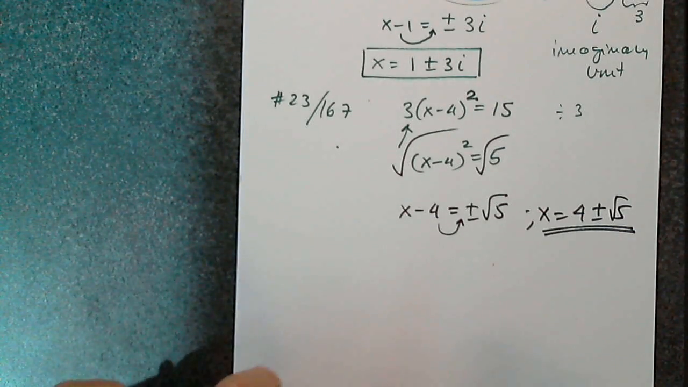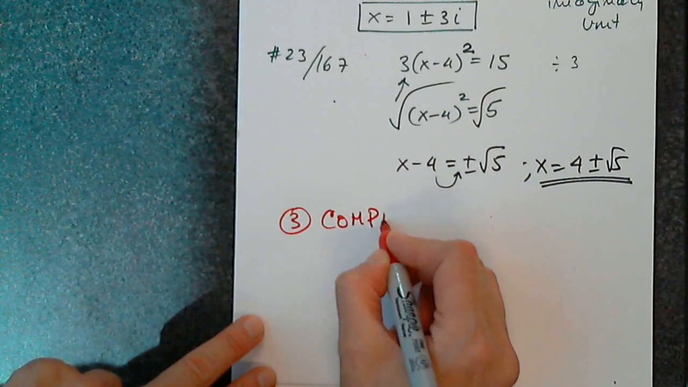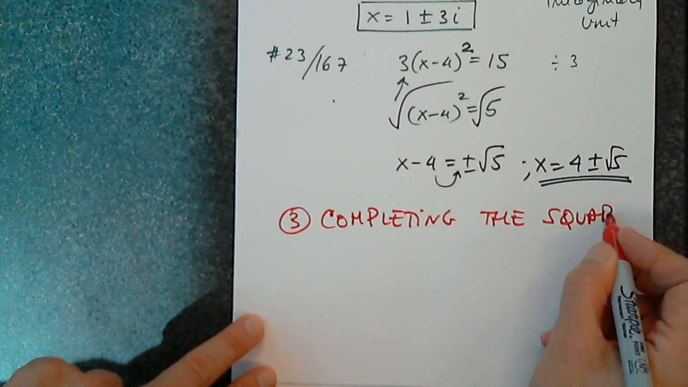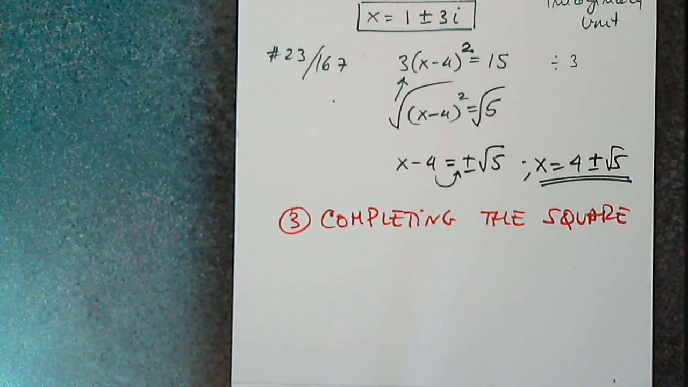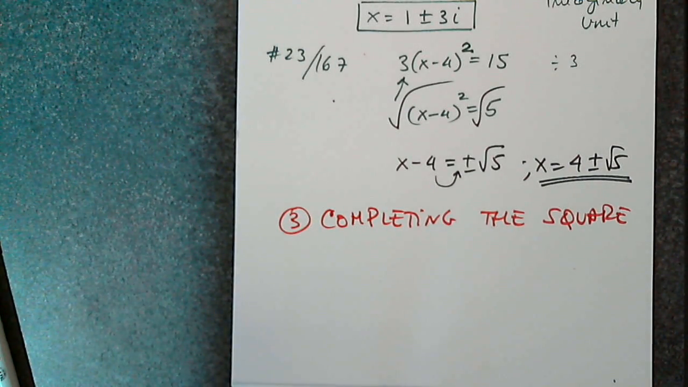Now the third method is the method of completing the square. I will be honest and say this. This method is very useful, but not for solving equations, quadratic equations. It's not. It's a very useful method for something else that follows in this course that we will be using it for. However, it can be used in solving quadratic equations.